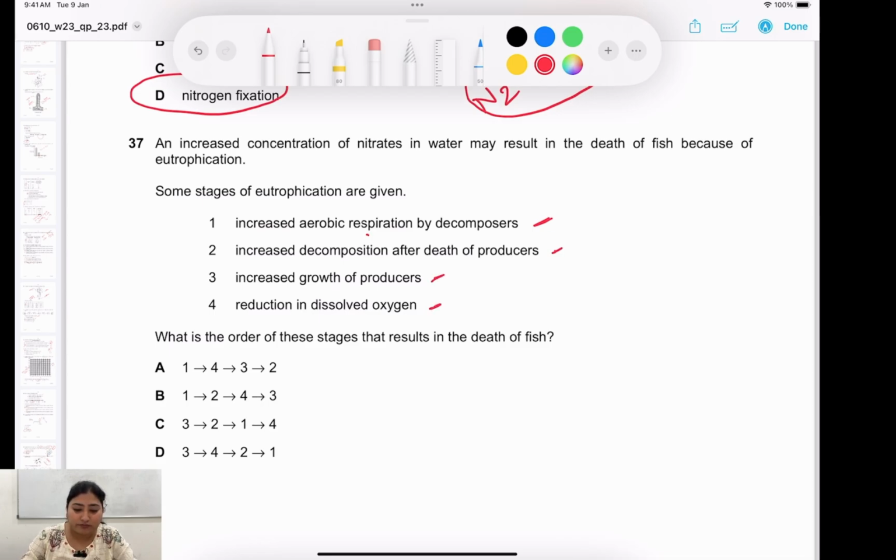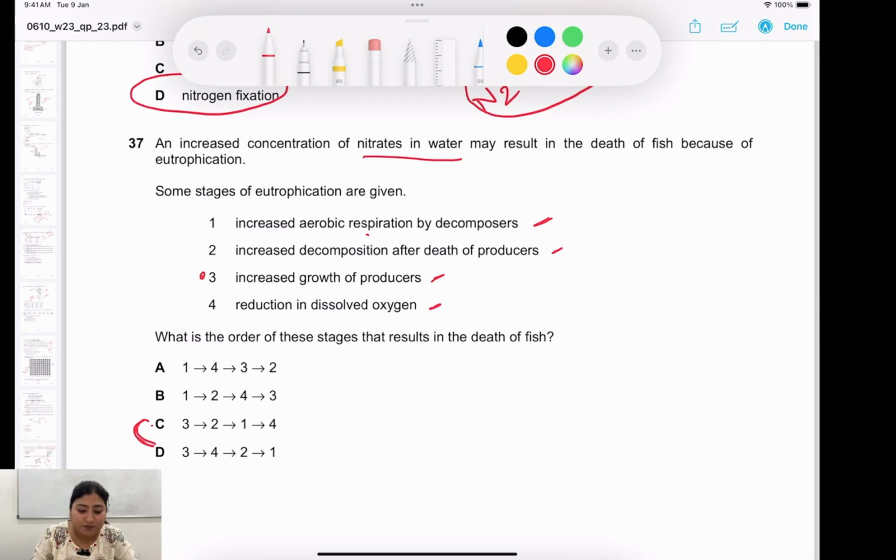Okay, so first I think here would be increase in the growth of producers. So if I choose this option, I have two answers here. First is this C and the second one is D. Second one would be increased decomposition after the death of producers. And why is the producer number increasing here? Because what you have put in water is fertilizer. So this will result in an increase in the algae, an increase in the producers in the water. When that increases, it will increase the decomposition after the death of producers.